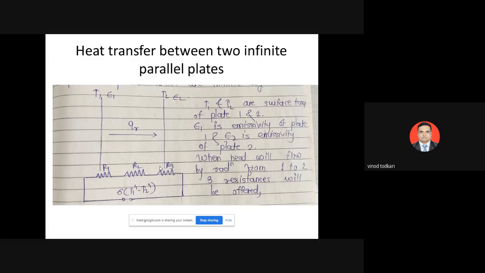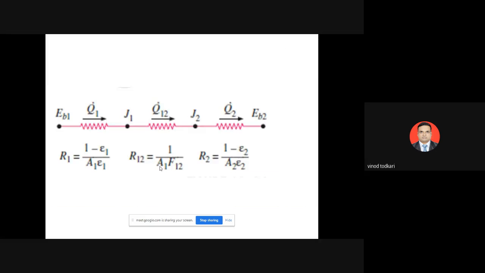What will be the value of R3? What is R3? Surface resistance of plate 2. So emissivity of plate 2 is epsilon 2. Area of plate 2 is A2. So what will be the value of R3? It will be 1 minus epsilon 2 upon A2 epsilon 2. See, the value of R1 is 1 minus epsilon 1 upon A1 epsilon 1.